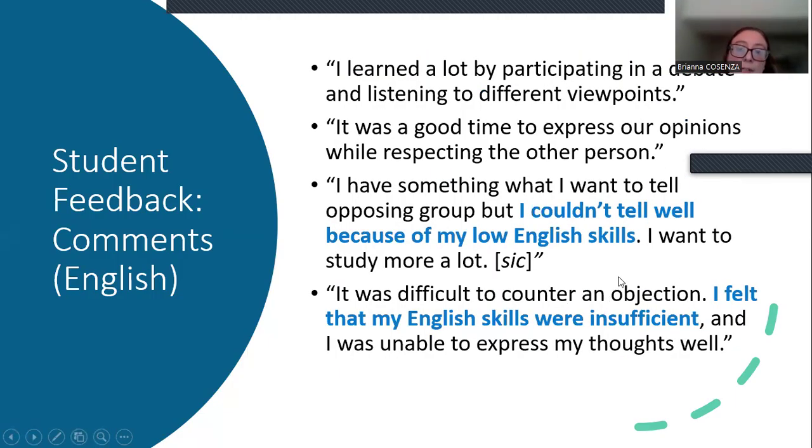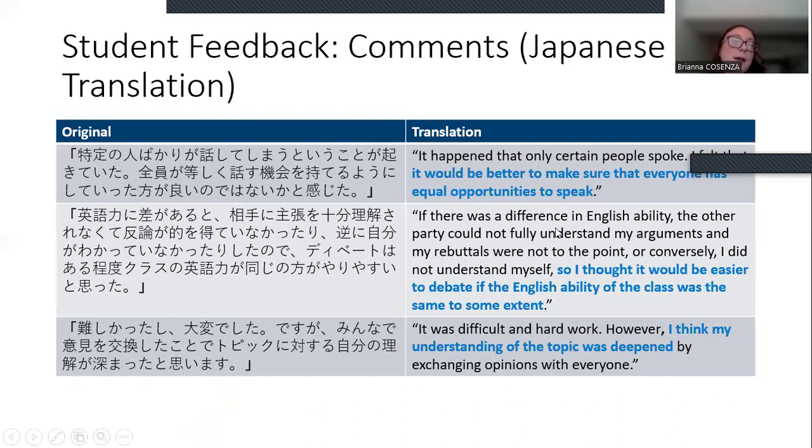I did have some students that said it was difficult because of their English skills. So I felt that my English skills were insufficient. It was a very difficult topic, and I do think they all did really well considering the subject matter. I also have some translation of the Japanese comments. Some I agree with is in this person's group, only certain people spoke more than others. So I understand that frustration, especially if there are two people assigned to the same role. Maybe one student will do most of the talking.